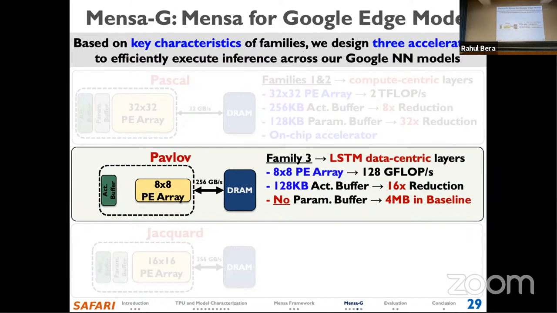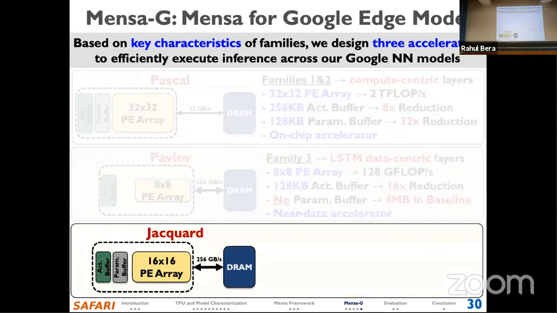So it's much better to stream the parameters directly from the DRAM rather than try to buffer them on-chip, because if I buffer, I'm not going to reuse them. So the buffering is useless. But at the same time, to provide high performance, I need a high bandwidth memory. So to do that, we place this accelerator inside the logic layer of a 3D stack memory, and we call it our NeuroData accelerator. So we can achieve the high 256 gigabytes per second bandwidth required, and we can reduce or remove this parameter buffer. And third, we have Jacquard.